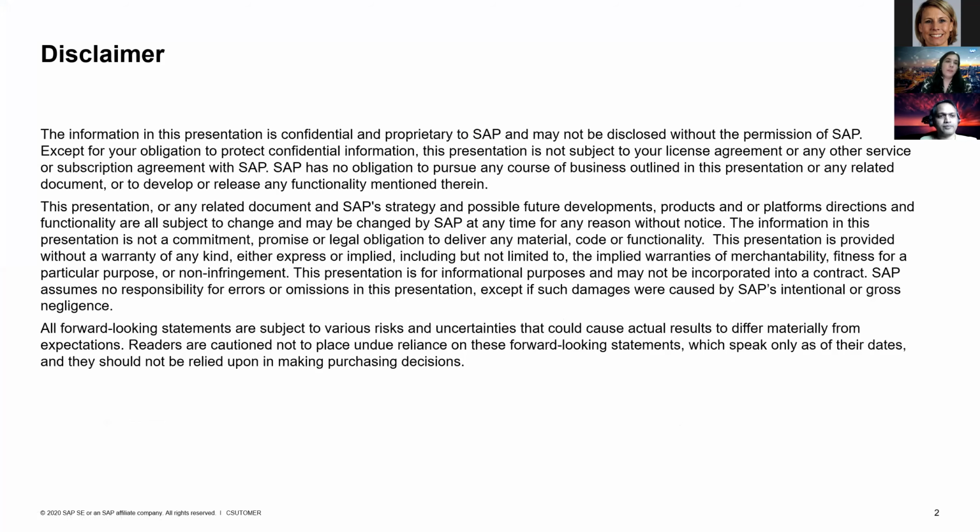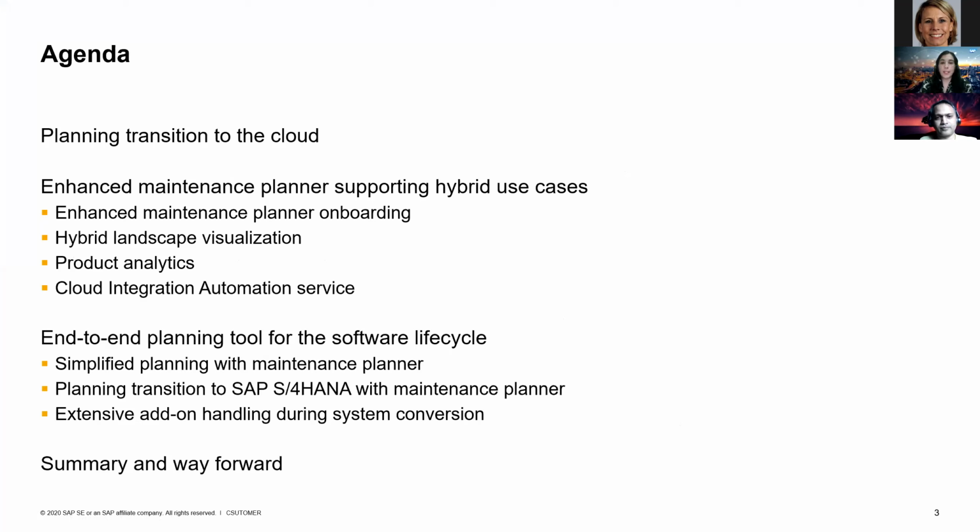What we want to cover today is, I'd like to start with a little bit of business context and the motivation behind the enhanced Maintenance Planner and the capabilities that we delivered in July 2020. So we'll start with the motivation and business background. We'll dive into the details of the new features that we have delivered, namely hybrid landscape visualization and product analytics, and we will have a detailed demo of these new features that we have already delivered.